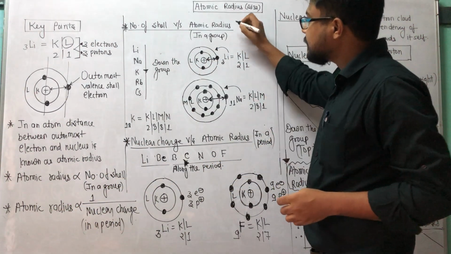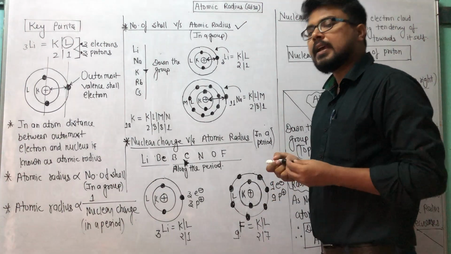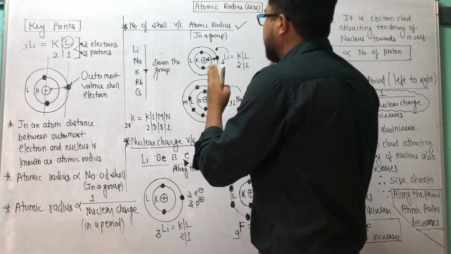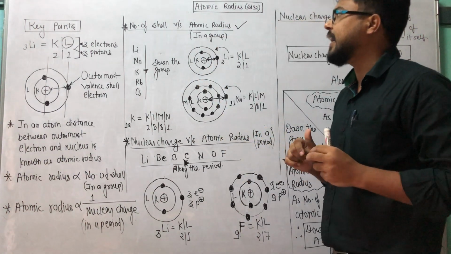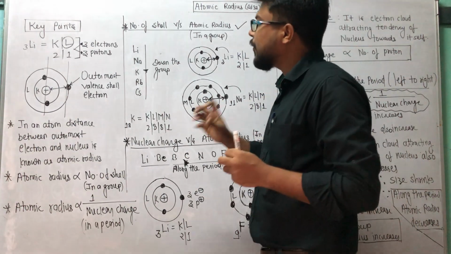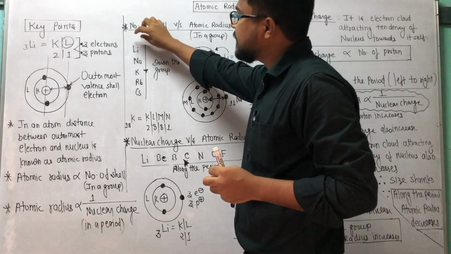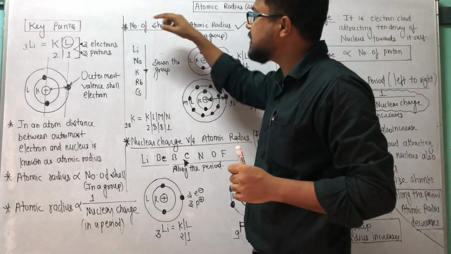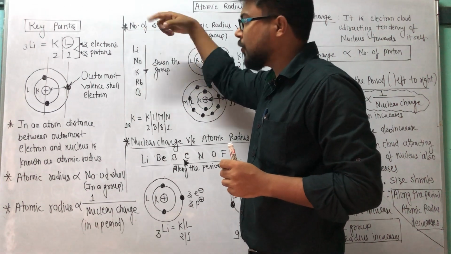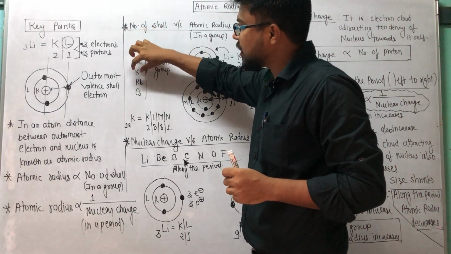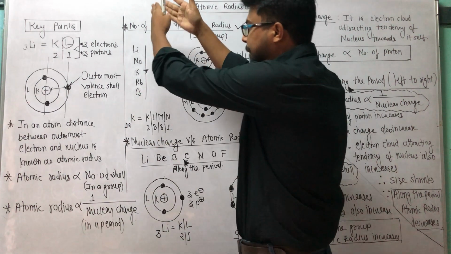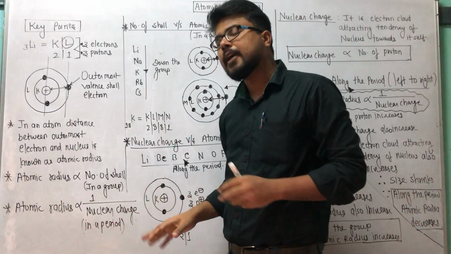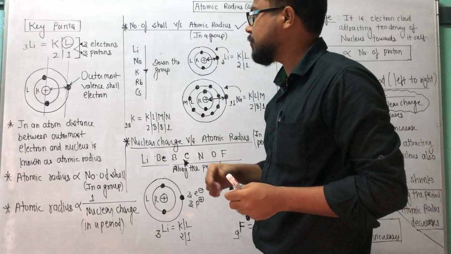So see here, it is number of shells versus atomic radius, correct? To explain the concept of number of shells and atomic radius, I would like to focus on one group, also known as the alkali metal group, the first group of the S block elements. The first member, hydrogen, I ignore, then lithium, sodium, potassium, rubidium, cesium. These are the members of the first group. Because I study number of shells in a group, I took one example from that group, correct?